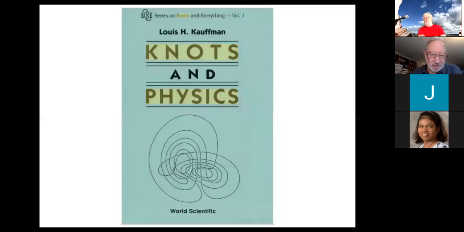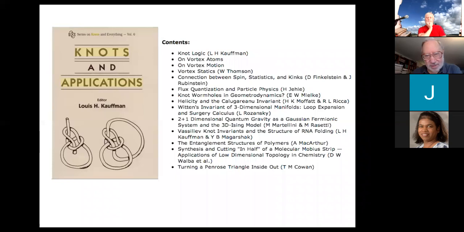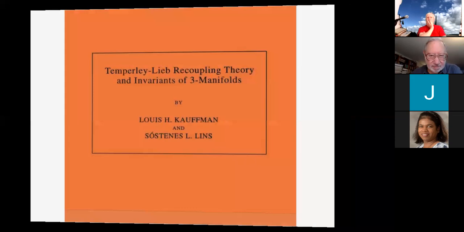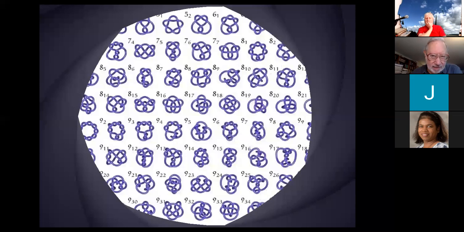These are resources of mine. Of course, there are many resources about knot theory, but I just thought I would show you some of my resources. There's this book, Knots and Physics. There is the book, Knots and Applications, which has some reprints of Kelvin's work, among other things. There's the book, Formal Knot Theory, and the book Temperley-Lieb Recoupling Theory and Invariants of Three-Manifolds, and the book on knots. And then there's knot tables.